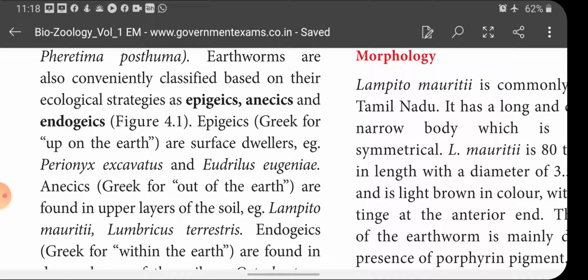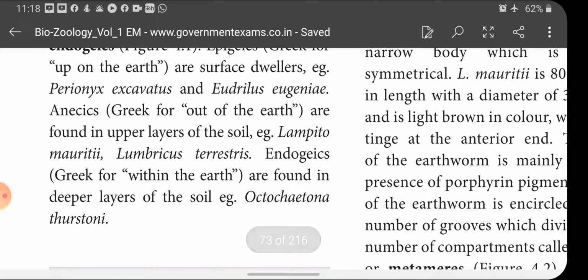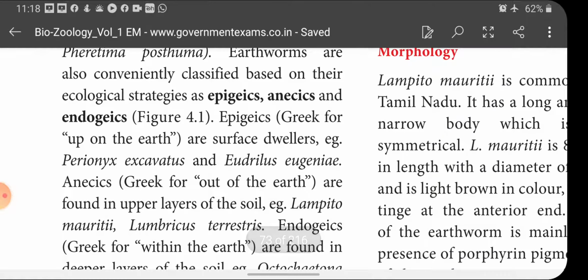What is meant by epigeic? Greek for upon the earth. That is, the earthworms which live on the surface are called epigeic. Example, Perionyx excavatus and Eutyphoeus eugeniae. Then anecic. Anecic means out of the earth, found in the upper layer of the soil. Example, Lampito mauritii, Lumbricus terrestris. And endogeic, that means inside or within the soil, found in deeper layers of the soil. Example, Octochaetona thurstoni. So this is very important for a 3-mark question: classify earthworms based on their ecological strategies.